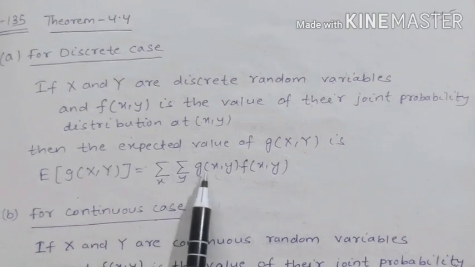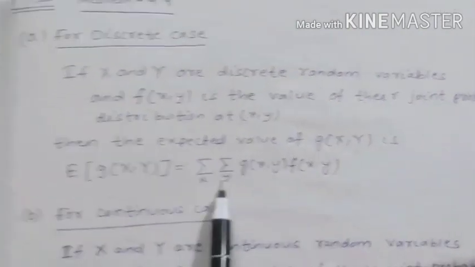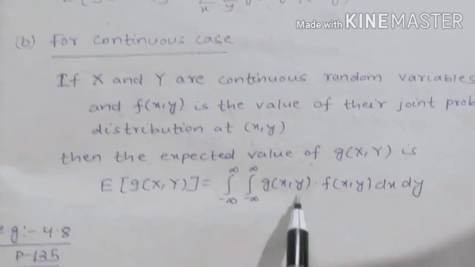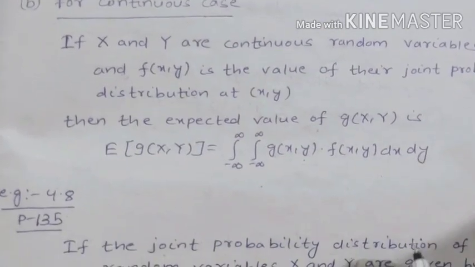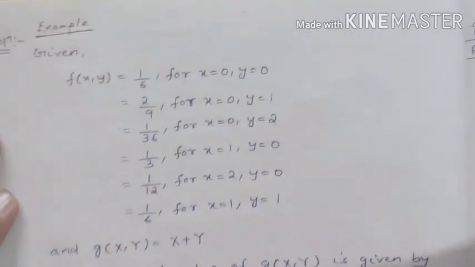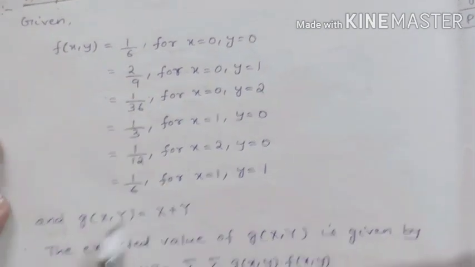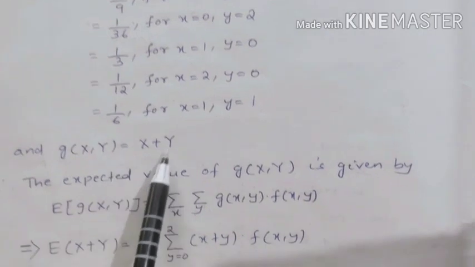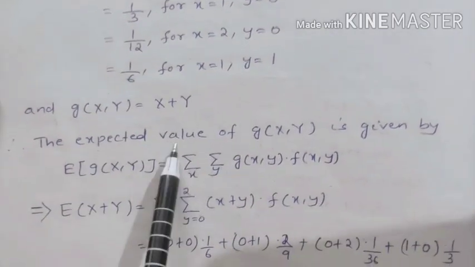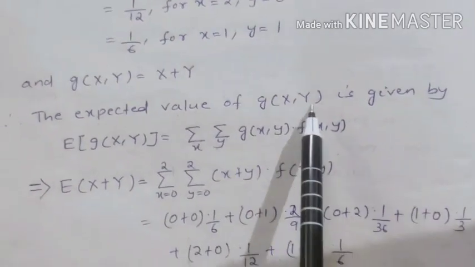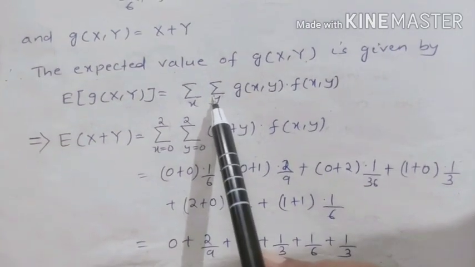Joint case means E of g of X, Y. E of g of X, Y means the sum of g of x,y times f of x,y for the discrete case, and similarly for the continuous case, the double integration of g of x,y f of x,y dx dy. Example for a discrete random variable: suppose f of x,y equals this much, and g of x,y equals x plus y. How can you find the expected value of g of X, Y? We have to take the summation because it is a discrete random variable.